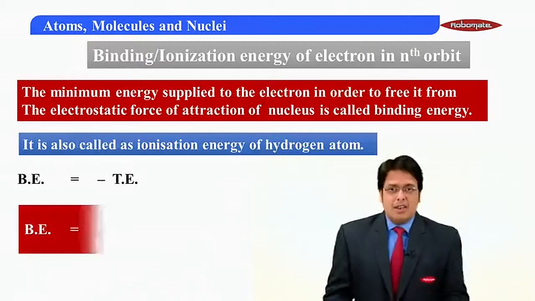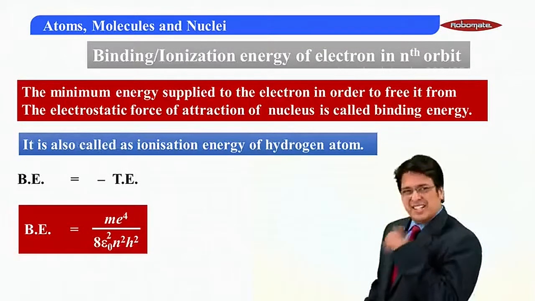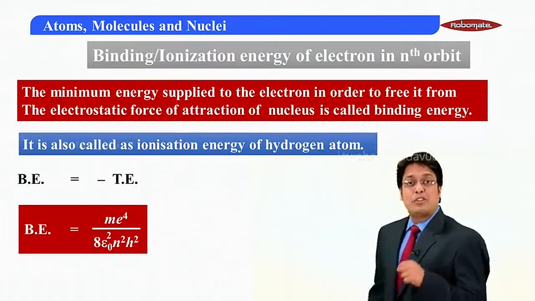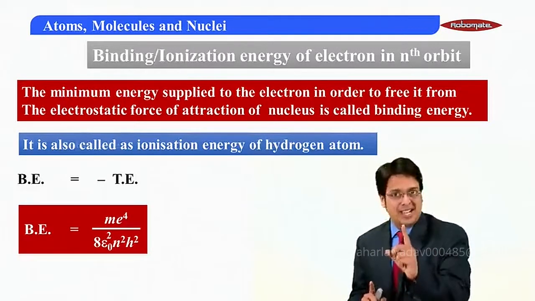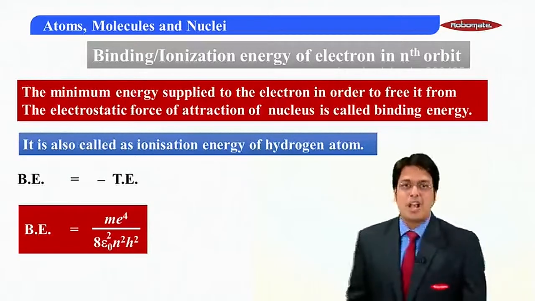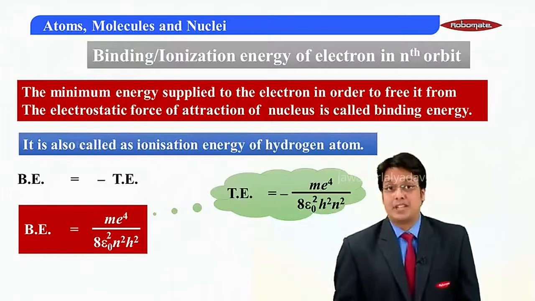I'm pretty sure you must have looked at that formula that still irritates me: m e raised to 4 upon 8 epsilon 0 square n square h square. That was the formula of total energy, but it was with a negative sign. But because binding energy is equal to minus of total energy, this is the formula you have in front of you. And of course the cloud, which we have done in the last module, you know.